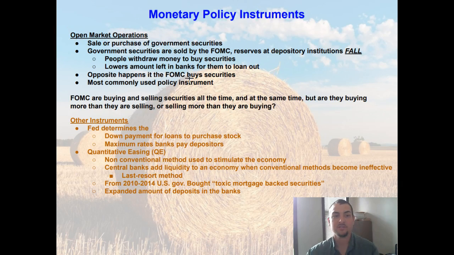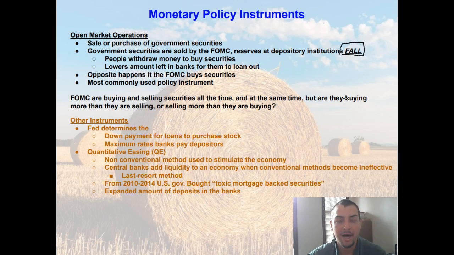The government securities are bought and sold by the Federal Open Market Committee. Remember, we talked about that way back in this chapter several videos ago. That's the group of people who come together and determine whether we are going to be buying or selling these government securities. So let's say the government securities are sold by the Open Market Committee. Reserves at the depository institutions fall. Well, how is this the case? Let's stop and think about this.